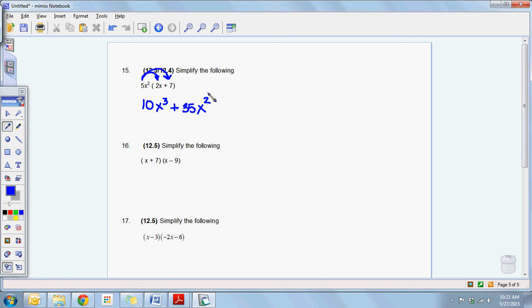Now ask yourself, can I combine these? Are these like terms? No, this is x to the third, this is x to the second, so I can't combine those. So that's my final answer.